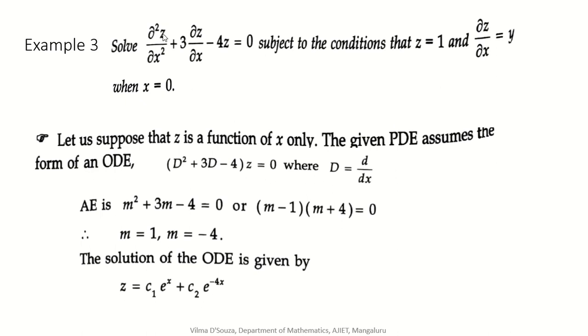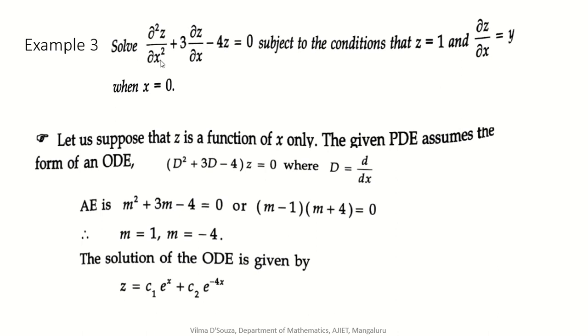Solve ∂²z/∂x² + 3 ∂z/∂x - 4z = 0, subject to the conditions that z = 1 and ∂z/∂x = y when x = 0. What is your PDE? Your PDE is ∂²z/∂x² + 3 ∂z/∂x - 4z = 0.